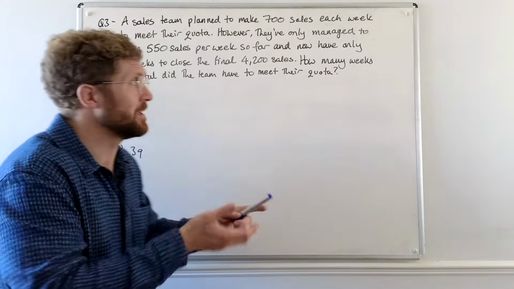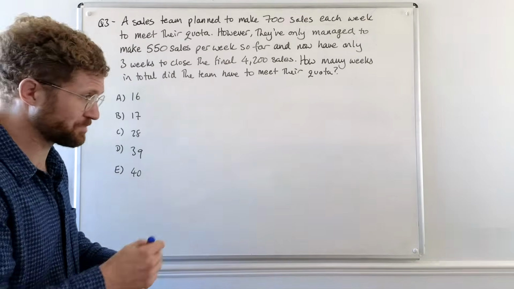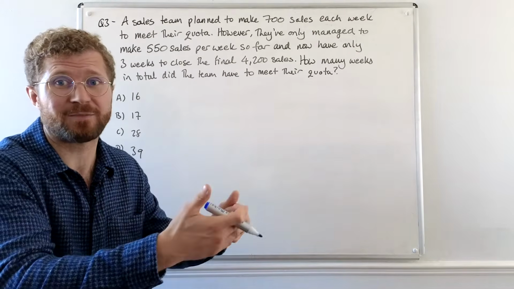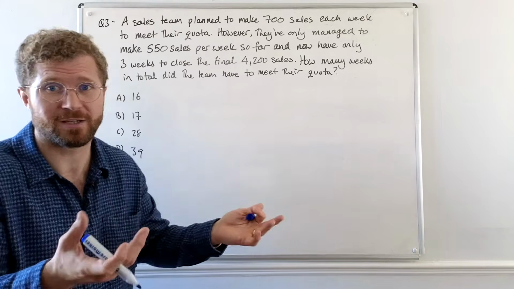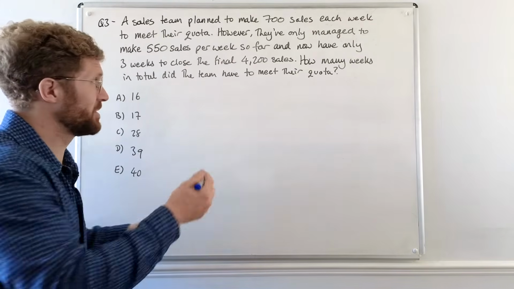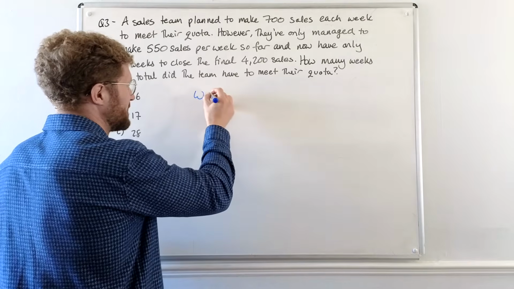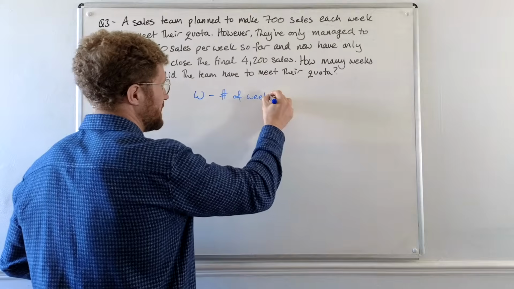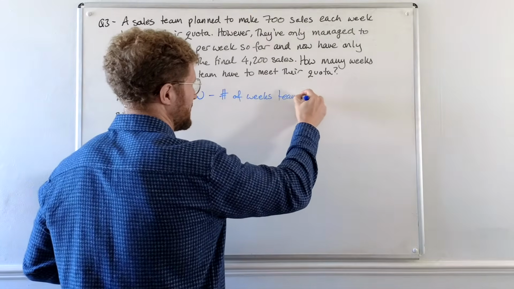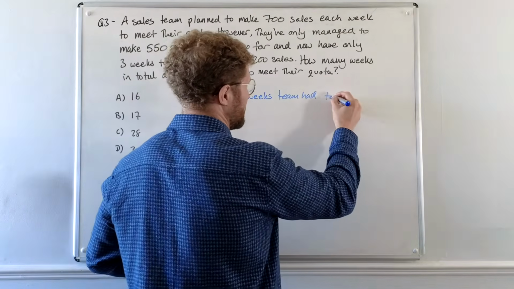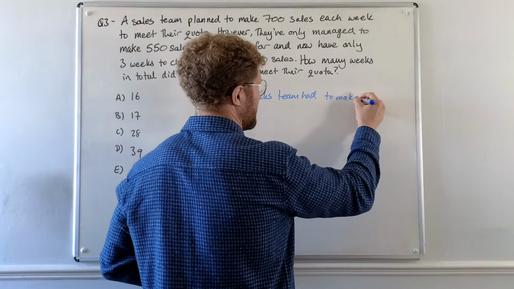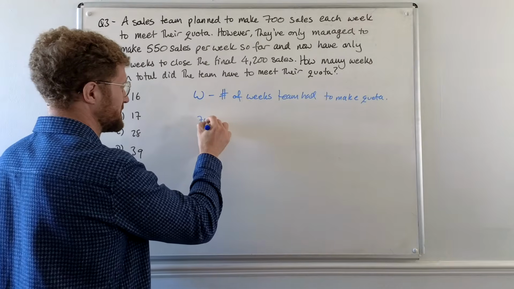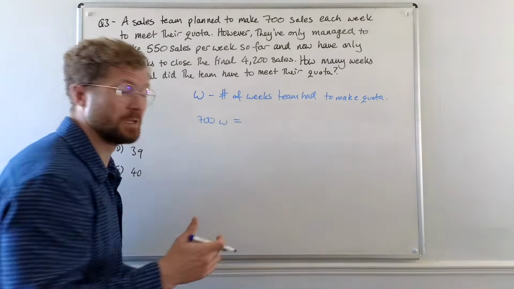So back to the scenario here, we've got a team, they plan to make 700 sales each week, and if they had made 700 sales each week, they'd have hit their quota. So that's going to give us one side of this equation. Okay, defining my variables, I'm going to say W is equal to the number of weeks this team had to make their quota, which means one side of my equation is just going to be 700 multiplied by W.